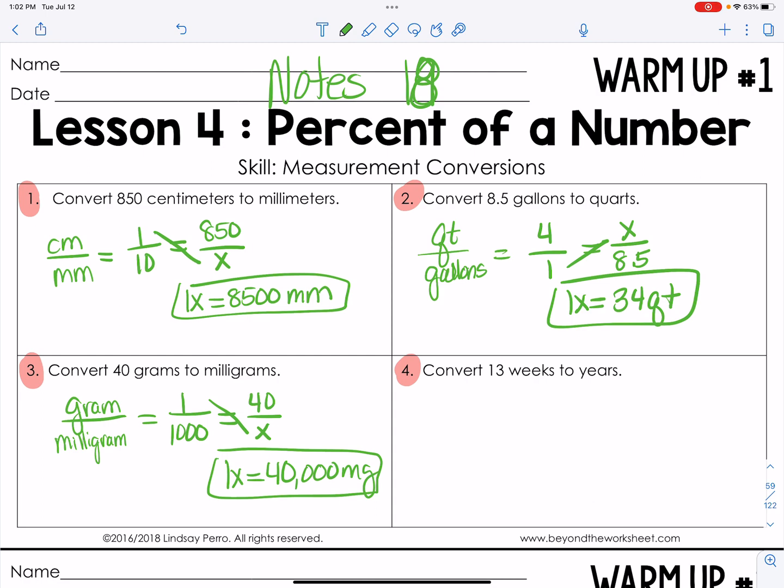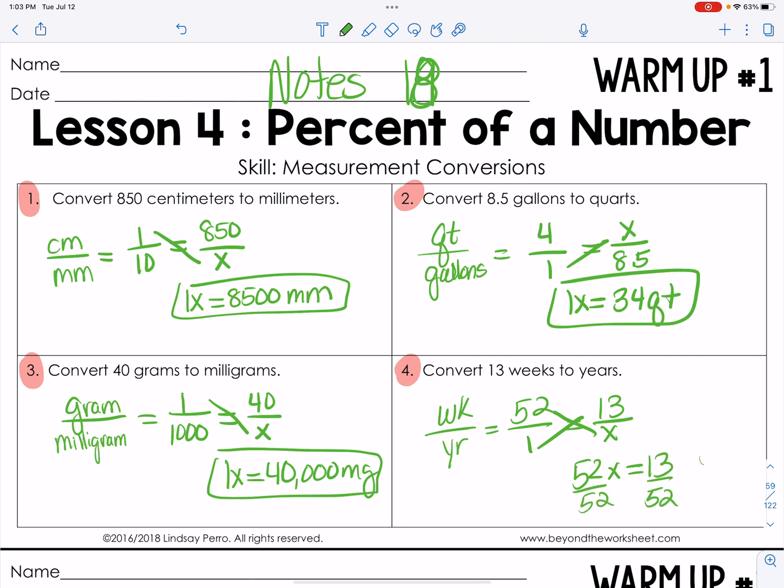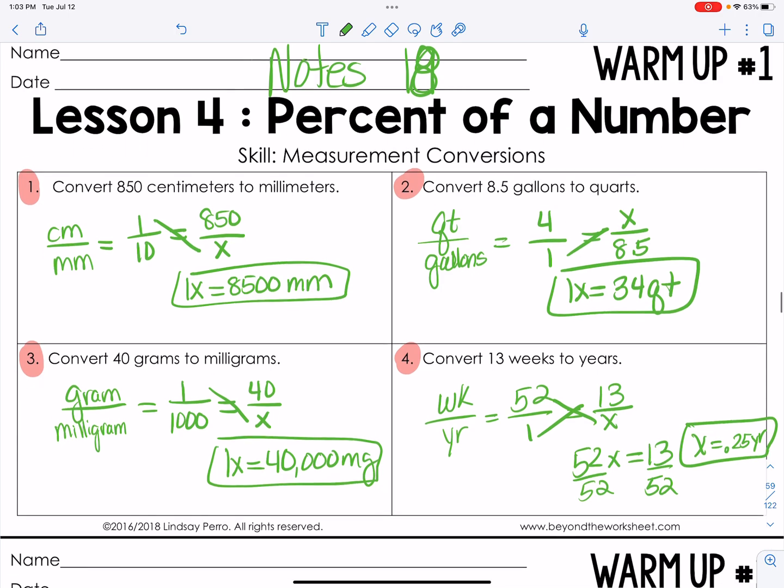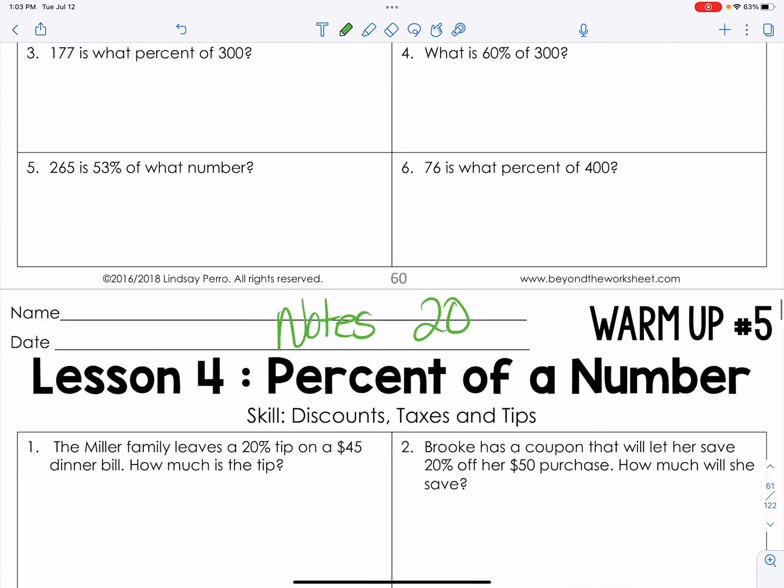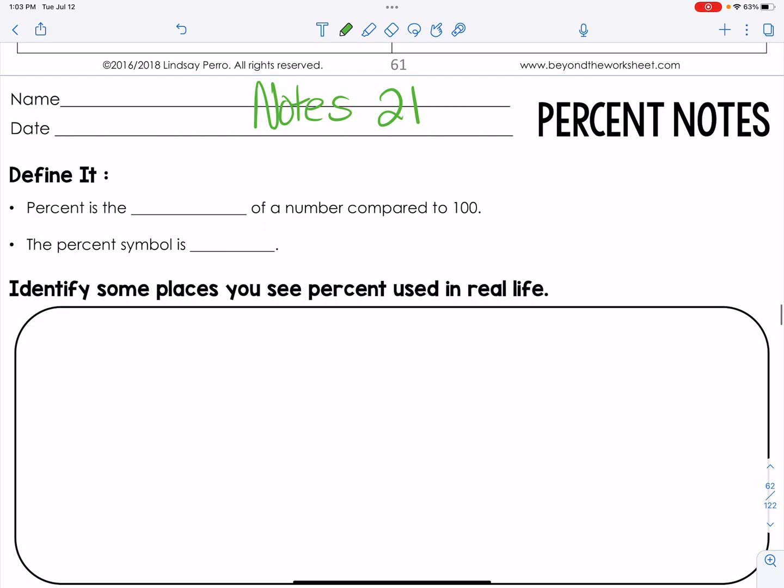Okay, and so then the last one, we know weeks to years. We know there are 52 weeks in 1 year. So if it's 13 weeks, then it's going to be less than a year. So you would start with the x and you get 52x equals 13. Divide by 52. And I believe the answer is 0.25 of a year. So a quarter of a year. Okay, so that's just going back over some of the stuff that we've already done.